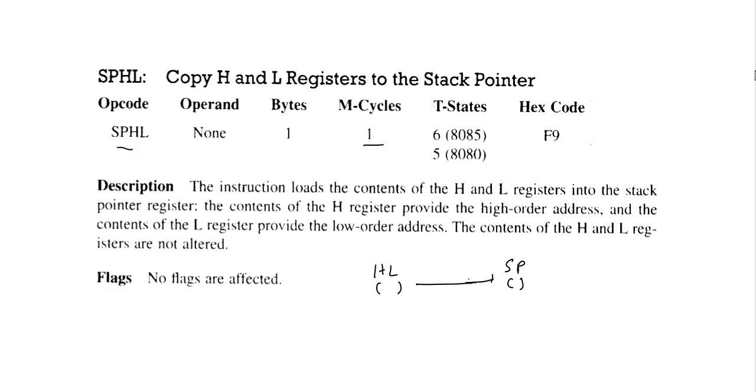Why is it 1 machine cycle? Because HL as well as SP are both part of the microprocessor. So we are moving the data within the microprocessor. I also told you that if we do any operation within the processor, then it will not count as a machine cycle. So it has only 1 machine cycle, that is opcode fetch.